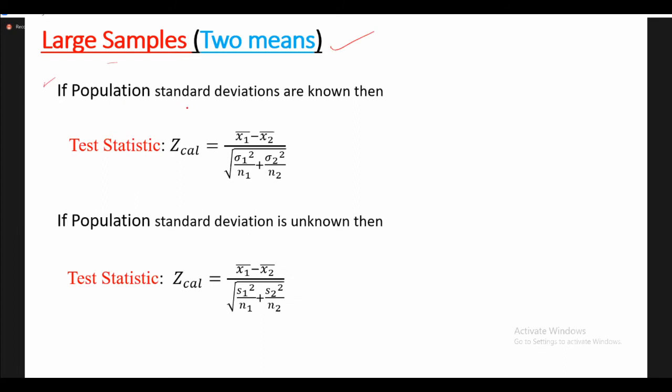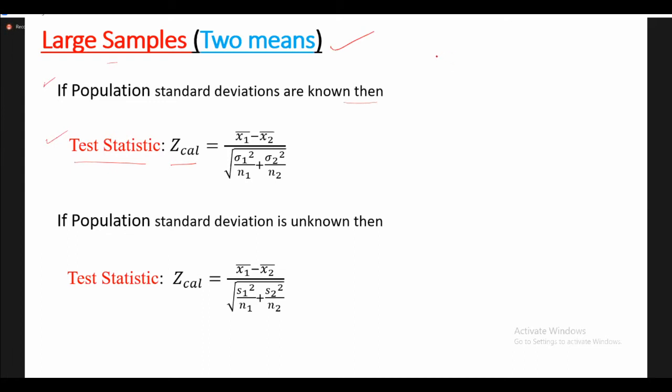If population standard deviations are known, the test statistic Z calculated is equal to x1 bar minus x2 bar by under root of sigma 1 square by n1 plus sigma 2 square by n2. Here I want to tell one point.